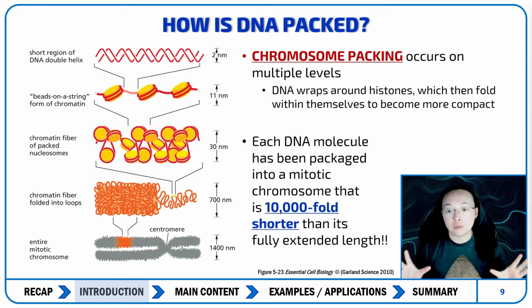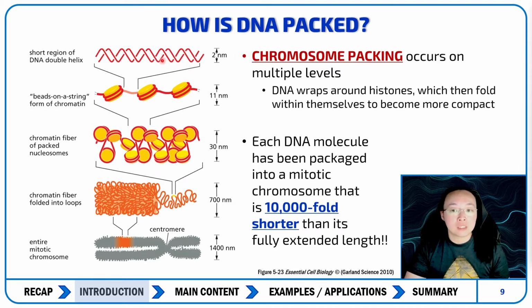But if we take a look at one chromosome over here, it's more than what we just see. If you start to unwind it, you'll eventually be able to go back to your DNA double helix. So we're going to start here with the DNA double helix and slowly wind it so that it ends up being a chromosome. So how is DNA packed?